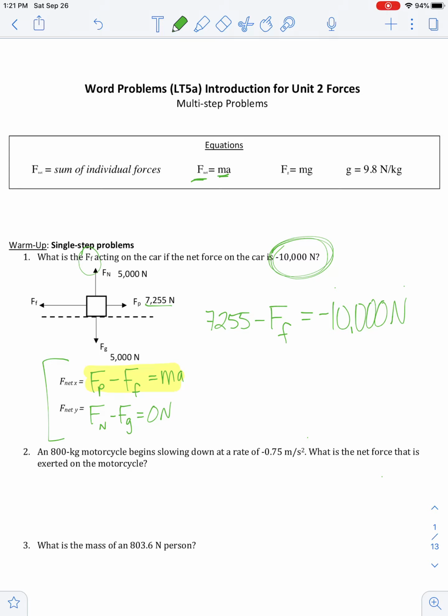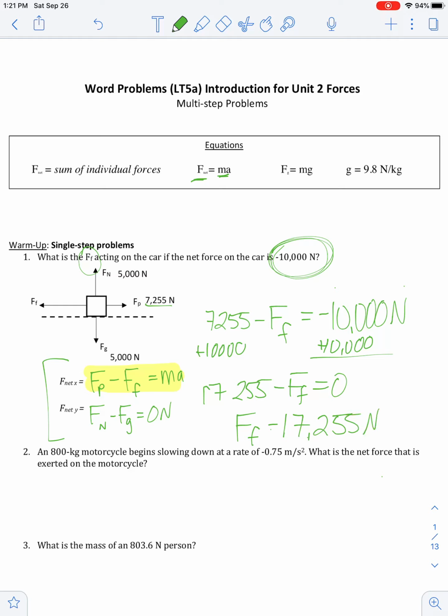I'm going to let you guys calculate that on your own. Let me grab my calculator. So I add 10,000 to both sides. And so what you get is 17,255 minus the force of friction is equal to 0. So I add the force of friction to both sides, and so the force of friction is 17,255 newtons. And for direction, I'm going to look at my picture. Friction's to the left. All right, so I have solved for my force of friction.